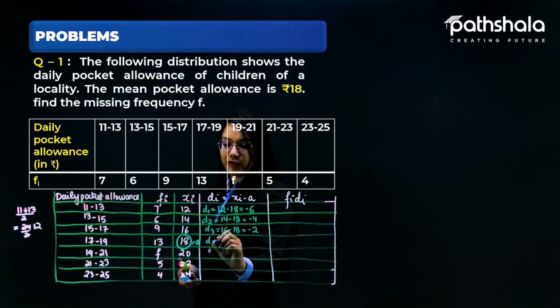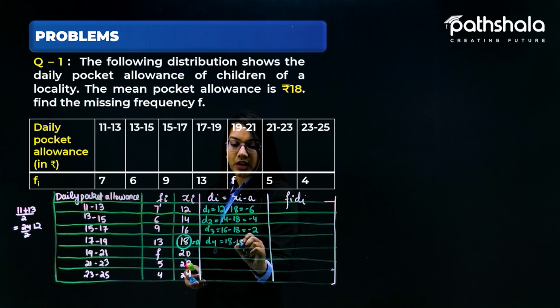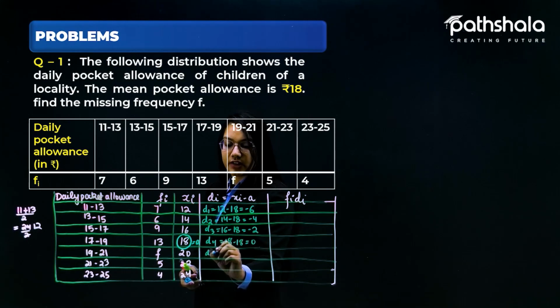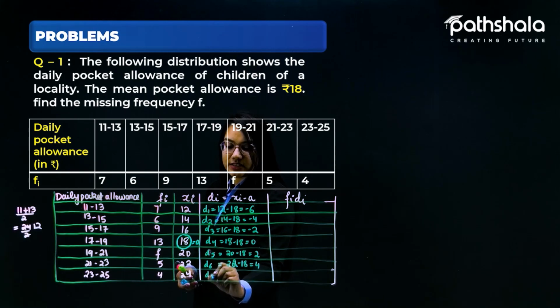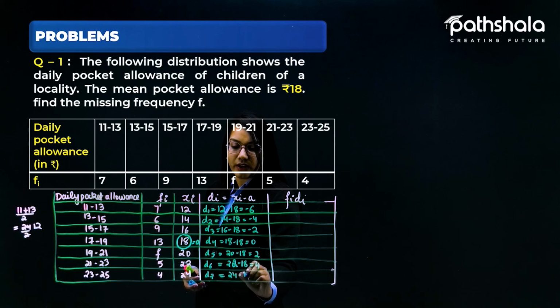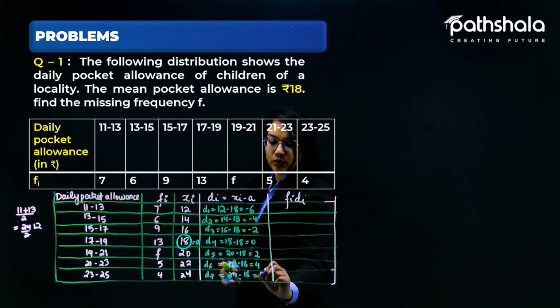Further, we have D4 as 18 minus 18. The answer is 0. Further, we have D5, which is 20 minus 18, which is equal to 2. We have D6 as 22 minus 18, which is equal to 4. Further, we have D7, which is 24 minus 18, which is equal to 6.